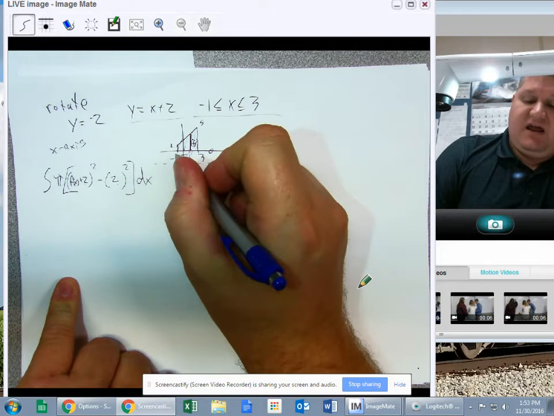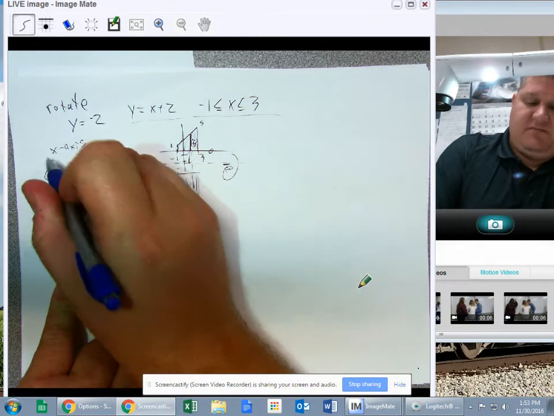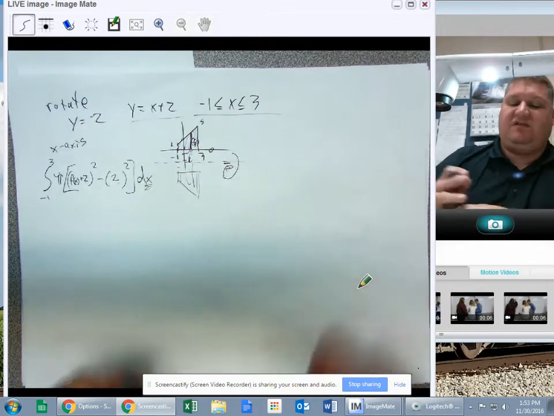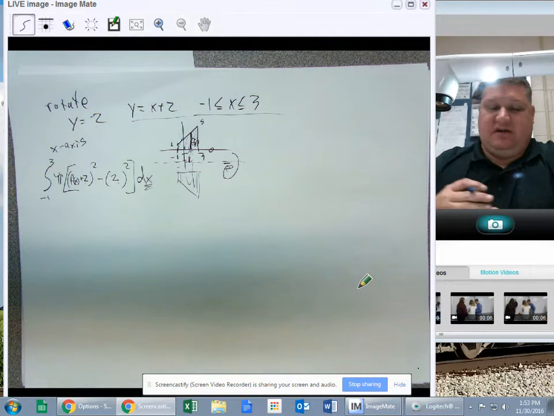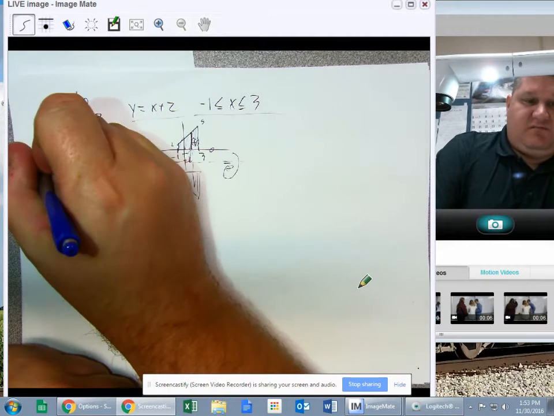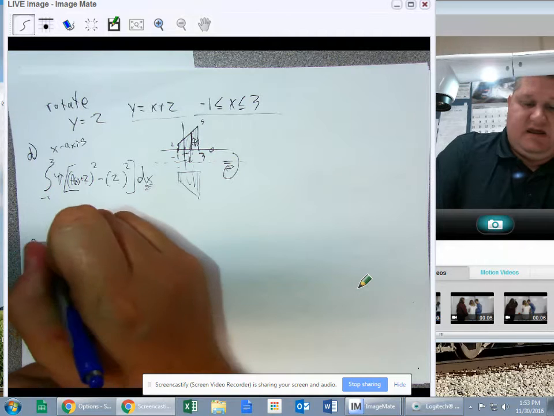So if, again, I go from -1 to +3, because we're back in terms of x, I should be able to work that out fairly easily. Let's go ahead, and that was part D. Let's go ahead and do part E.